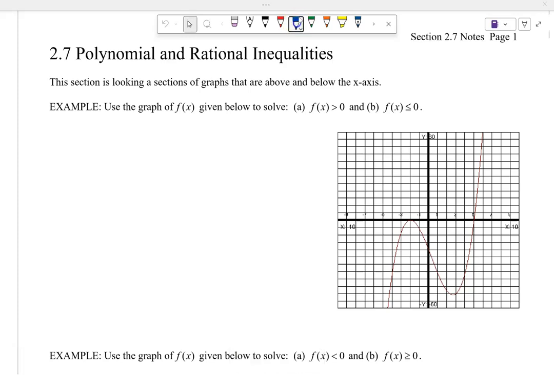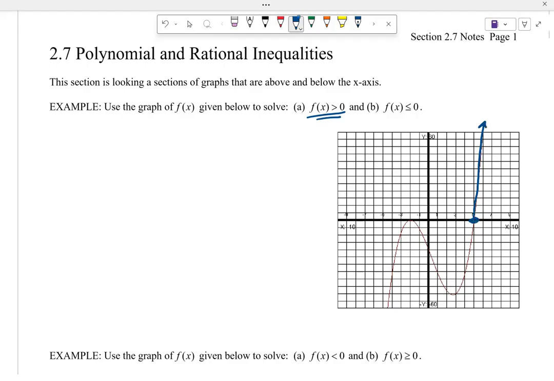We're going to take a look at polynomial and rational inequalities. We're going to look at this initially visually. This is saying use the function given here. In part A, find where the function is greater than 0. Where are the y values greater than 0? Hopefully you can see on the graph, I'm going to outline it in blue. That's where it's greater than 0.